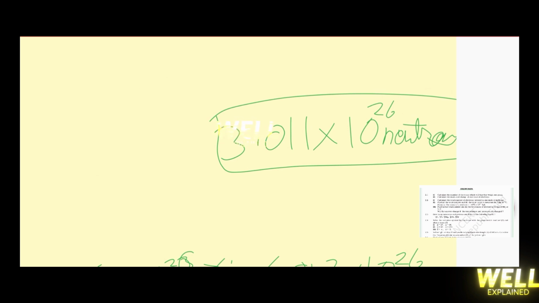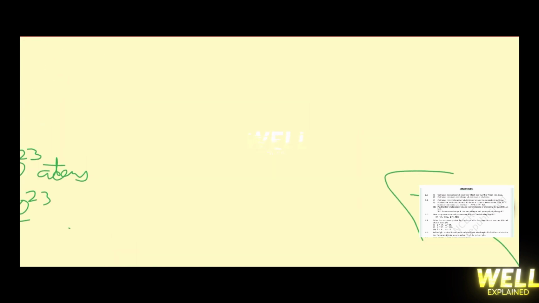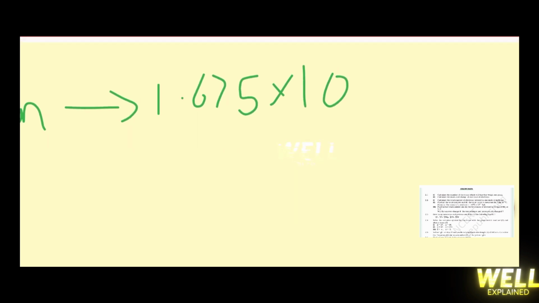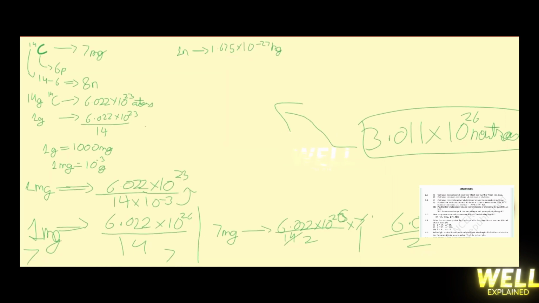Then part B is asking for the total mass of neutrons in 7 milligram of carbon 14. This is the total number. In the question we have been given the mass of 1 neutron, 1.675 into 10 to the power minus 27 kilograms. So to find the mass of this many neutrons, I will multiply it.